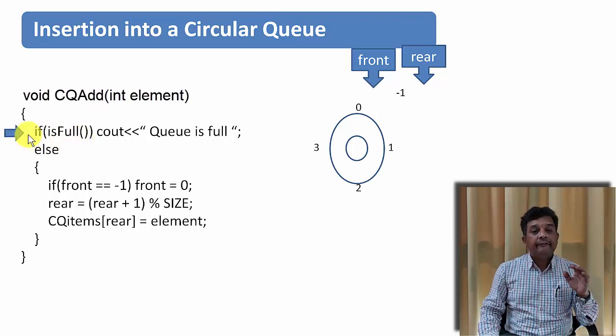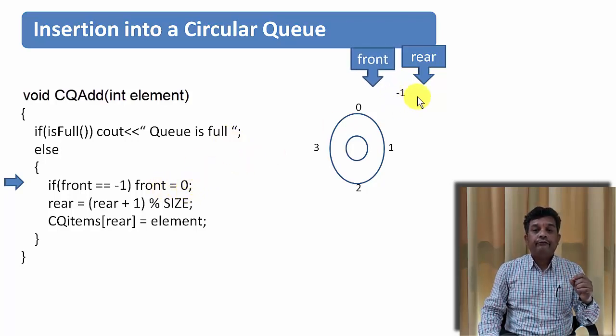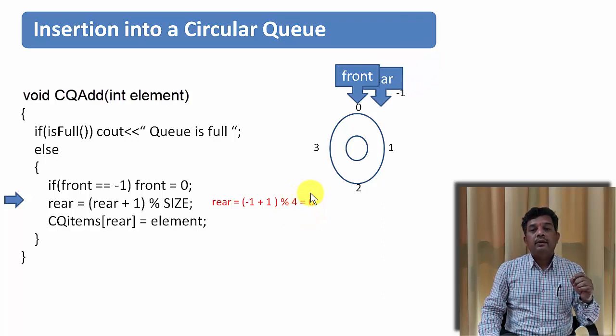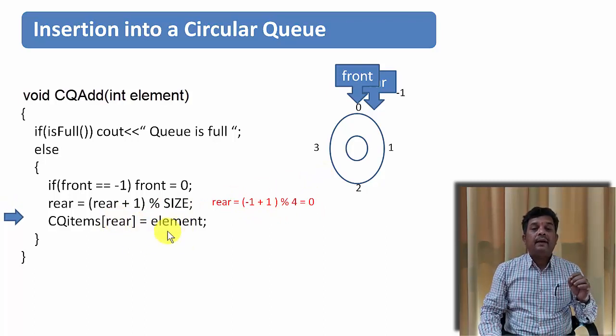Now let us see. If isFull is true, we need to write that the queue is full. But this condition is false, that's why we come to the else part. In the else part, we have if front equal to -1. Yes, front equal to -1 is true. Then in that case, we write front equal to 0, so front will be pointing to 0, and rear equal to (rear plus 1) mod size. Rear is now pointing to -1, and after the execution, rear will be pointing to the 0th index. So now rear is pointing to the 0th index, and at that index we pass the element and it will be saved. So if 1 is the element that is being passed, 1 will be placed at the 0th index.